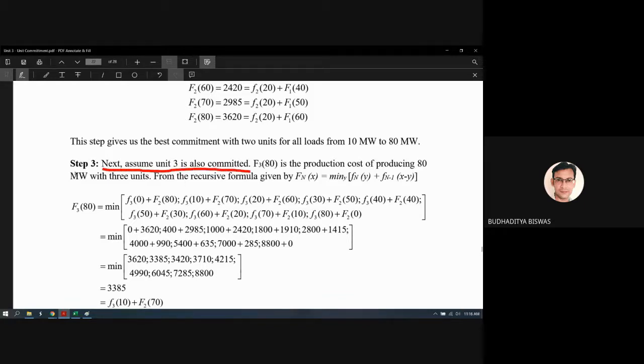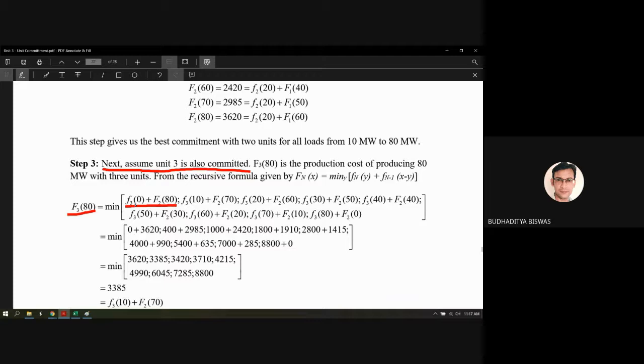Now it becomes more complicated because initially we considered that only unit 1 is committed, then unit 1 and 2 both are committed, and in the third condition, unit 3 is also committed. So again, we need to find out the minimum cost for all the possible combinations of the load. So when F3 equal to 80, it is nothing but F30 and F280. What is the meaning of these two things?